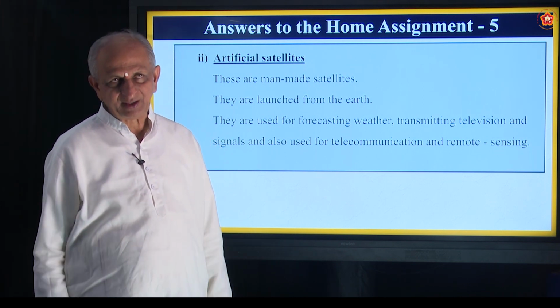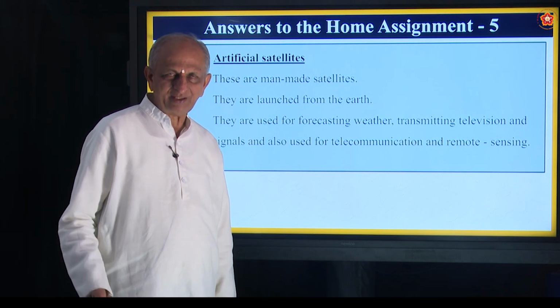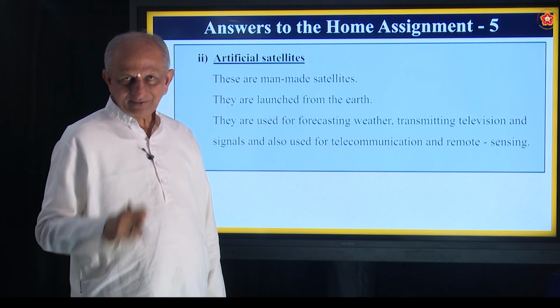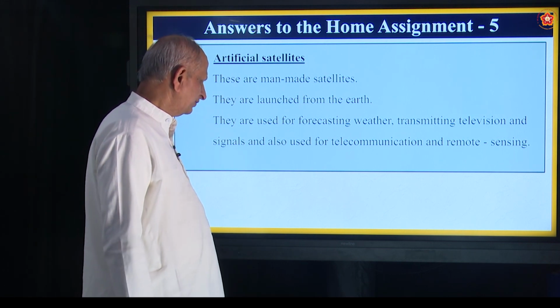Can you name some of the artificial satellites launched by India? First one was Aryabhata, then came Bhaskara, then Rohini, and the recent one was INSAT series. Correct? Yeah, IRS also is there, and so on.